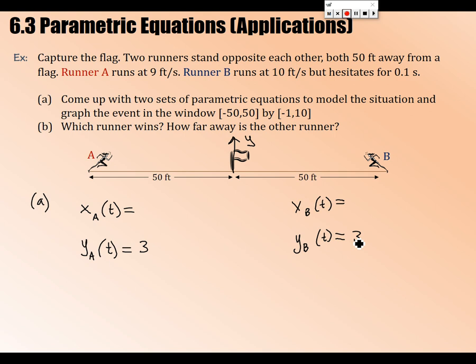Soon, on the next example, we're going to have x and y both be interesting equations, I promise, okay? But for now, we'll do this. All right, and then if this is the y-axis, then the initial position of runner A is negative 50.